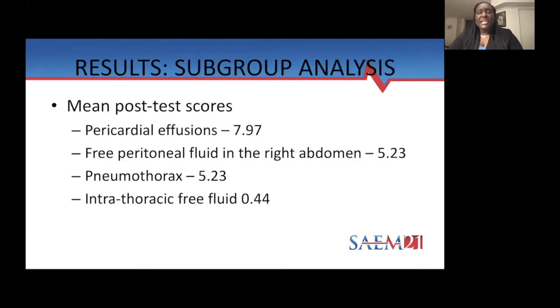In the subgroup analysis, attendees were most successful in identifying pericardial effusion, free peritoneal fluid in the right abdomen, and pneumothorax, with mean post-test scores of 7.97, 5.23, and 5.23 respectively. However, attendees were least successful in identifying intrathoracic free fluid with a mean post-test score of 0.44.